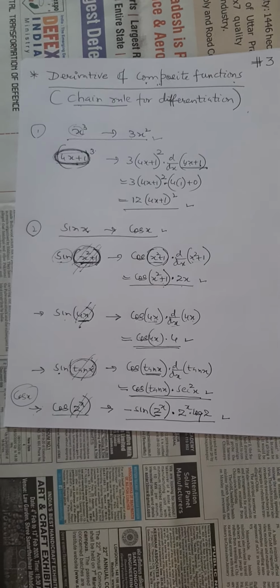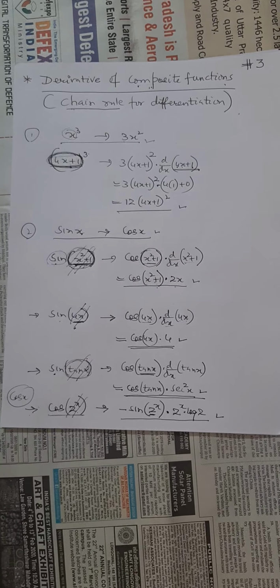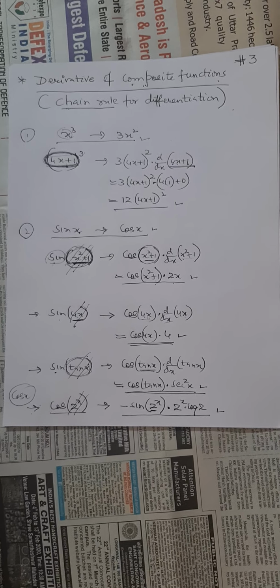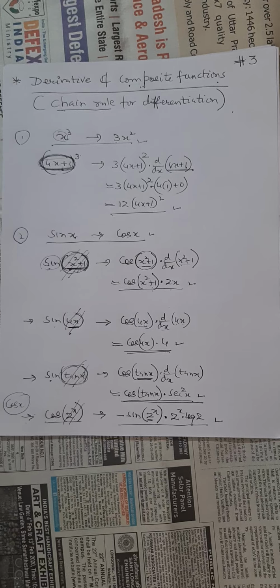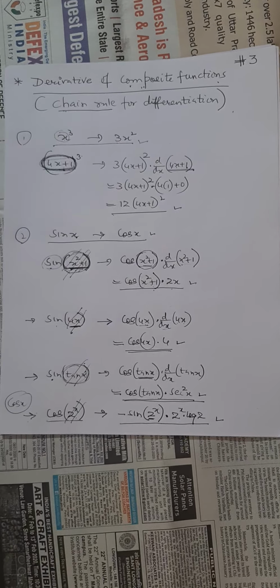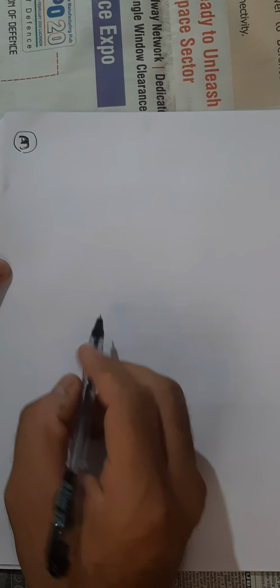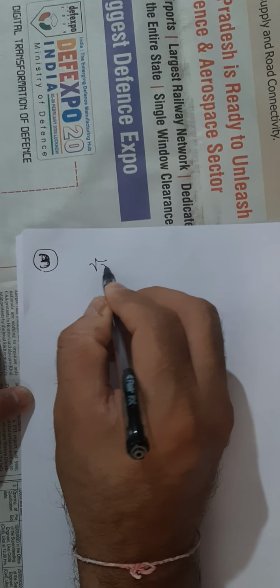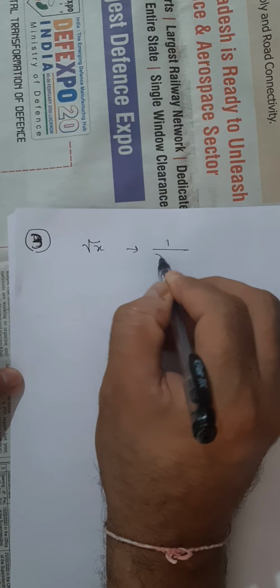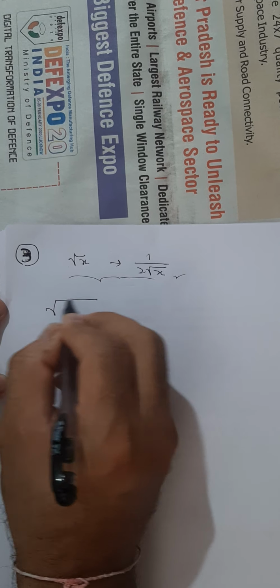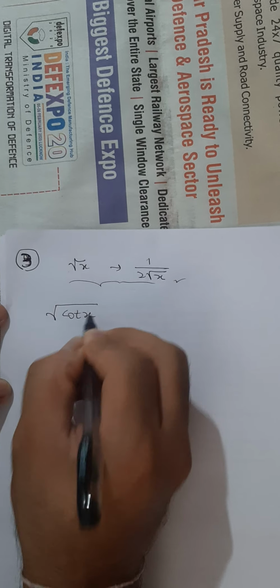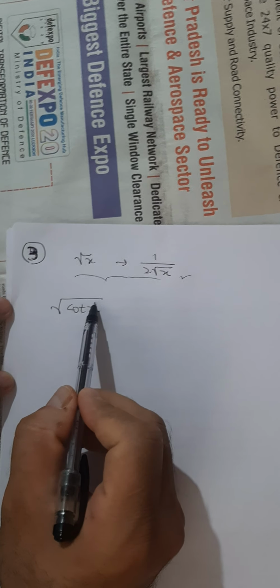I hope up to this you are clear with the chain rule. Chain rule is mainly for combination or composition of 2 or more functions. Next example, suppose I have root x. You know the derivative of root x, 1 upon 2 root x. This is a standard function. But for example, I have root of, let's write, cot x. So how will I find the derivative?